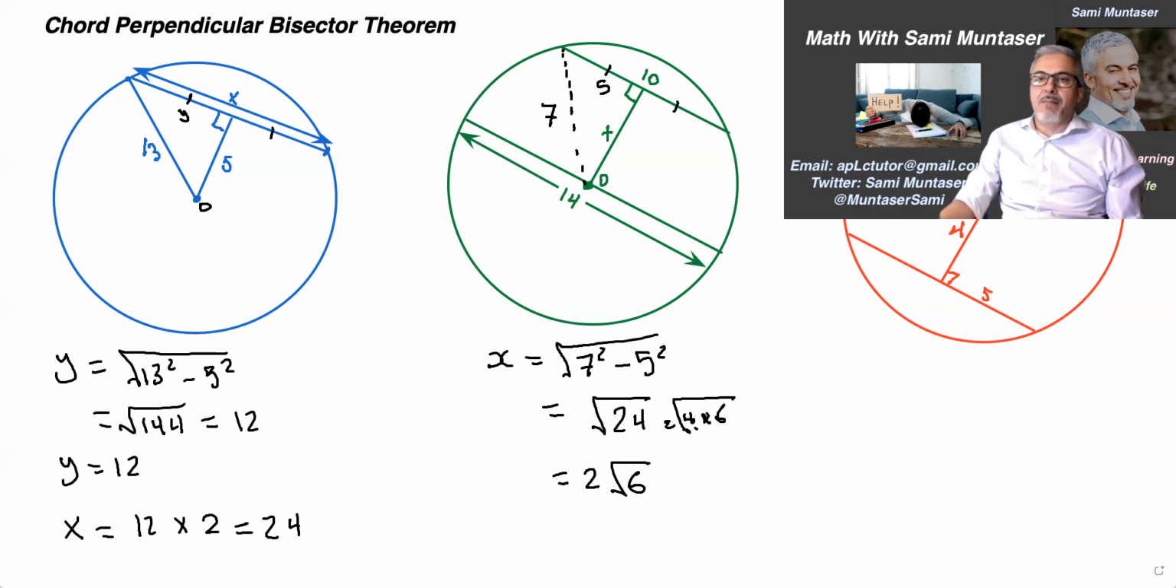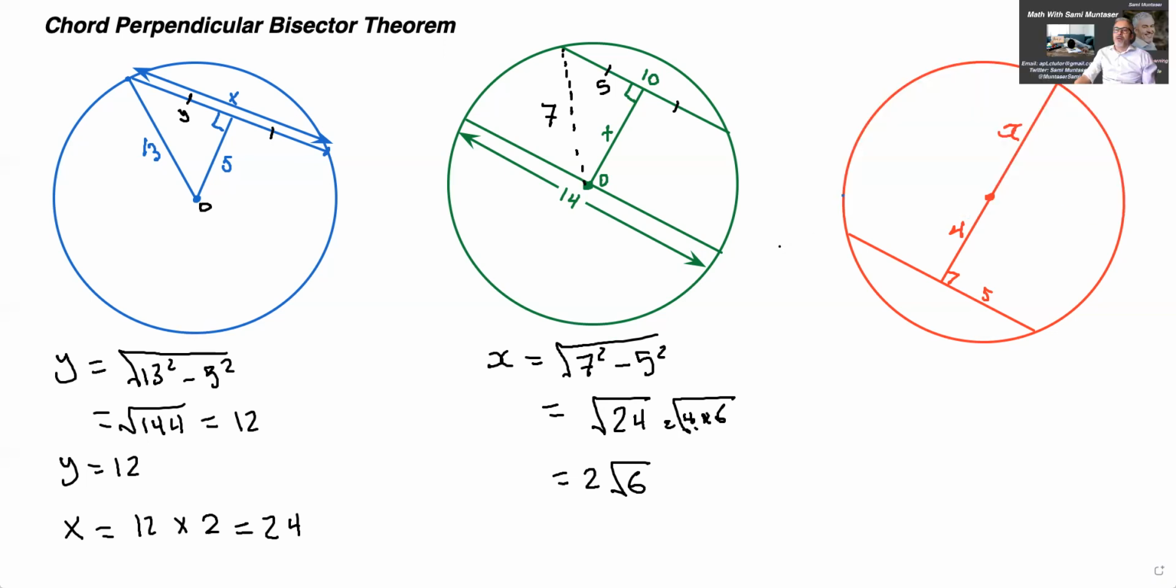Okay, now how about this third one? So there we go. Now this is O again, and they want me to find x right here. So what they want me to find is the radius. X here is the radius, because it goes from the center O all the way to the circumference of the circle.